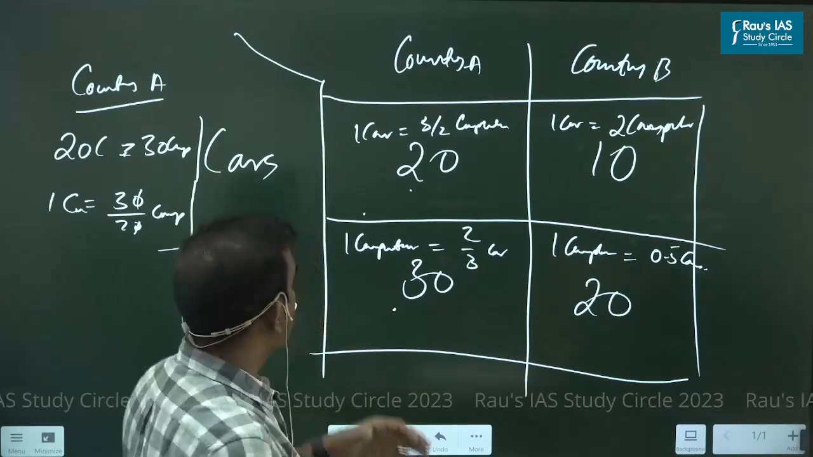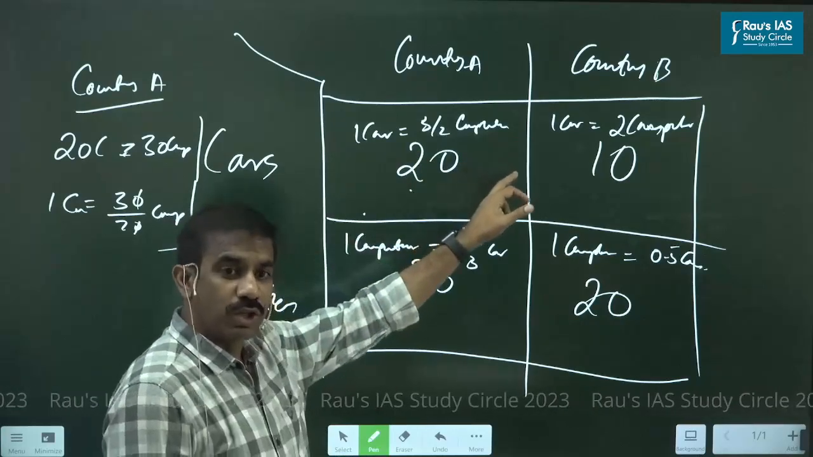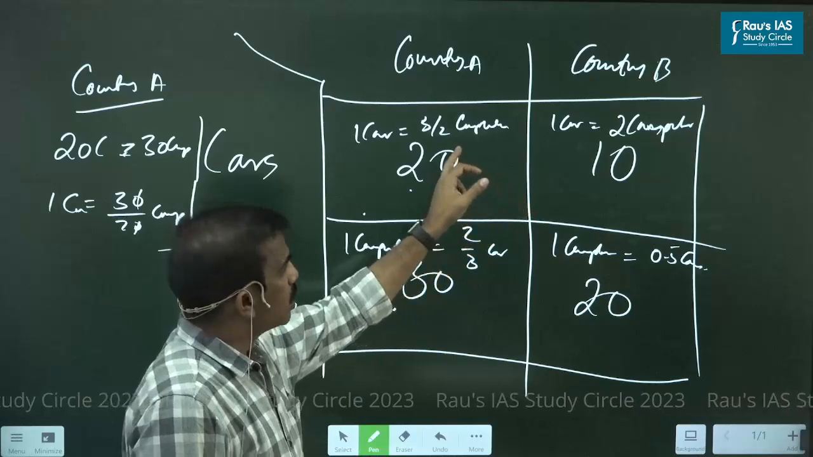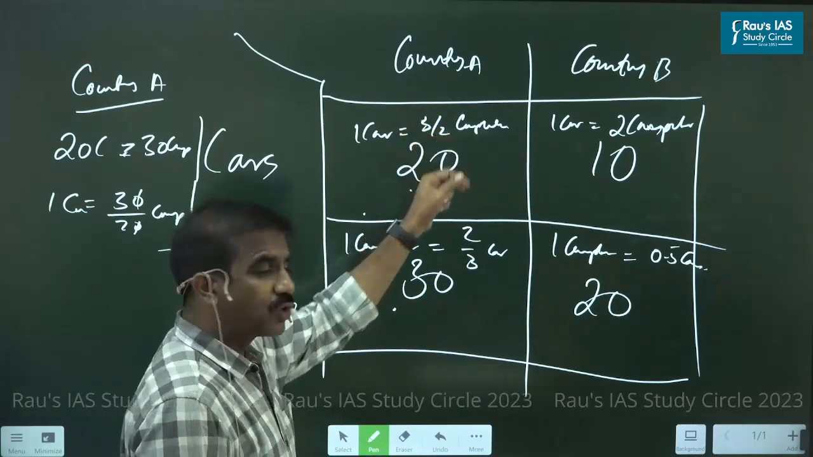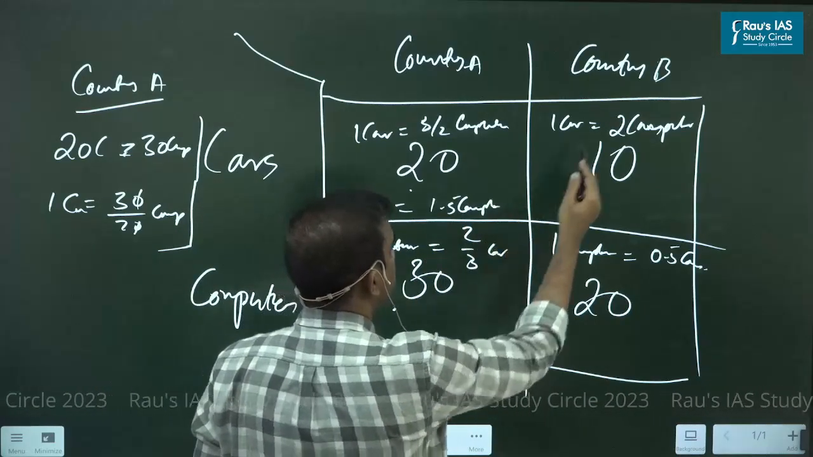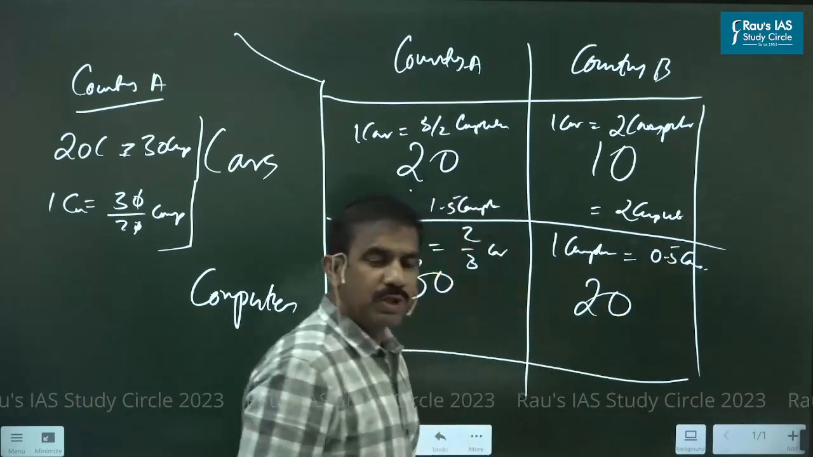So look at the opportunity cost of country A. For a car, it costs 3 by 2. Isn't it? 1.5 computers. So for every extra car A produces, it has to forego 3 by 2. Can I write that as 1.5 computers? But for B, it has to forego 2 computers. So who has the more opportunity cost?